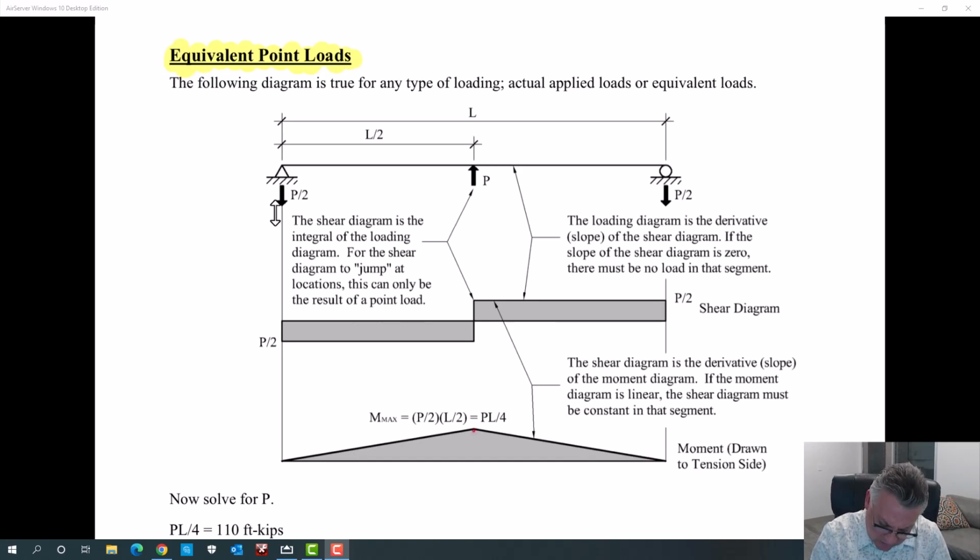So if this line is linear, calculus told us that that must be constant. Okay? If this shear diagram is constant and it has a jump in it, the only way that that shear diagram can be generated is by a reaction, another force up, creating that, and another force down. You have no other choices. This is exactly what has to happen if you're starting with this moment diagram.